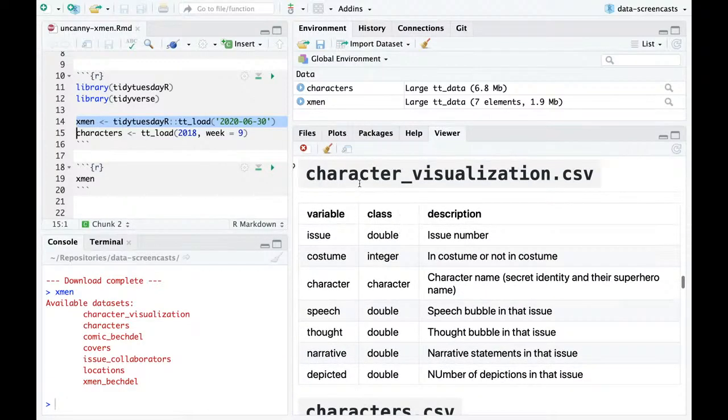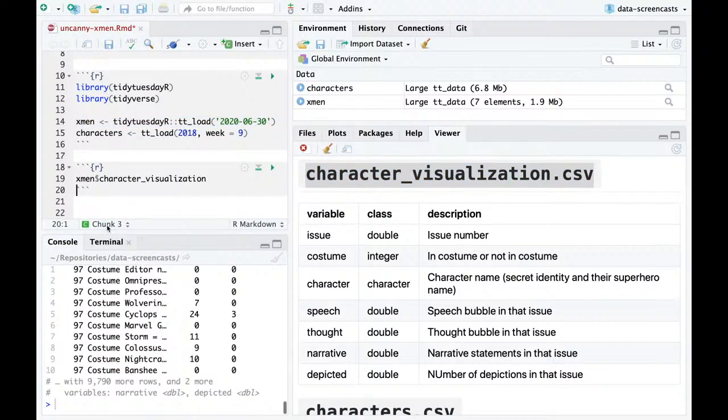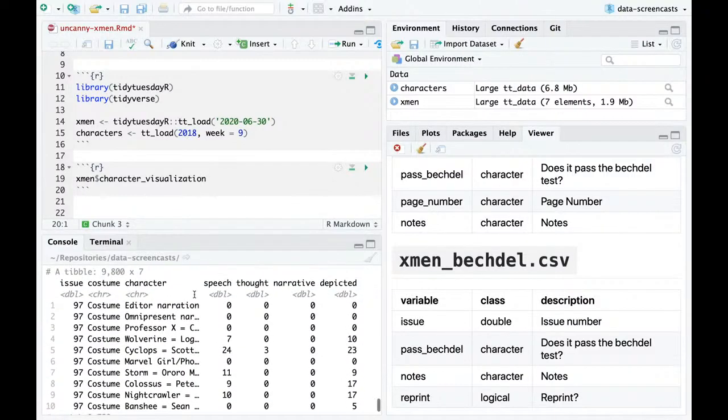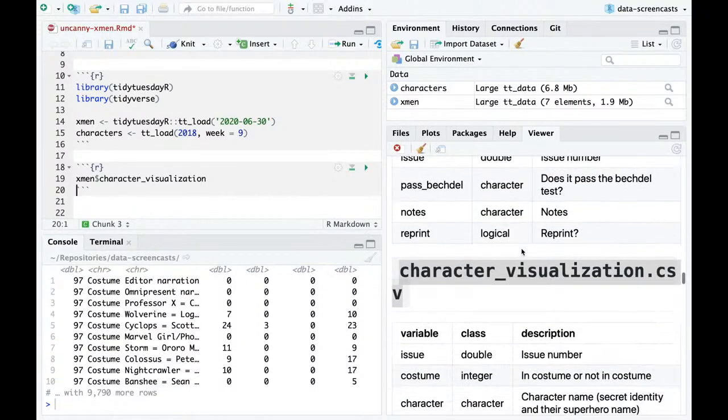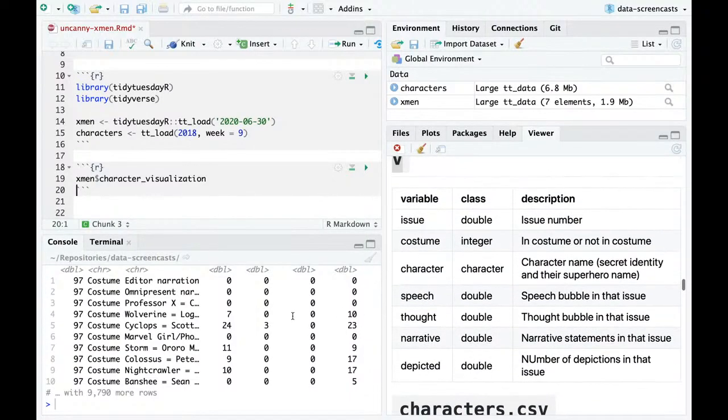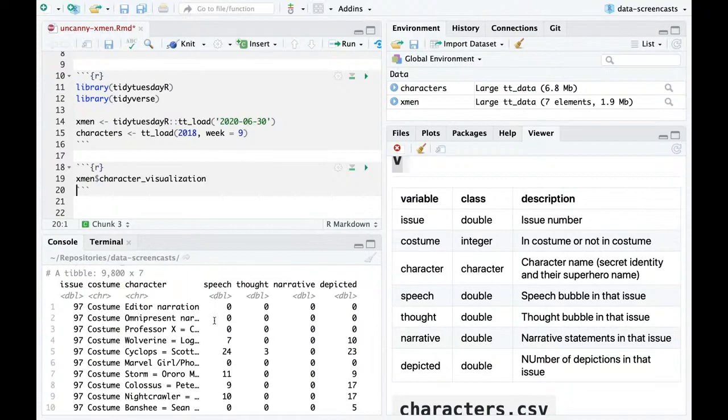Then we have, oh wow, this is character issue, costume, character, speech bubble, thought bubble, narrative depicted. What? I'm really curious. How much data is in this? Okay, it's how many speech bubbles they have. All right, this is really interesting. We're going to see how much each of these characters are in costume or are not. And then we have their secret identity and their superhero name.